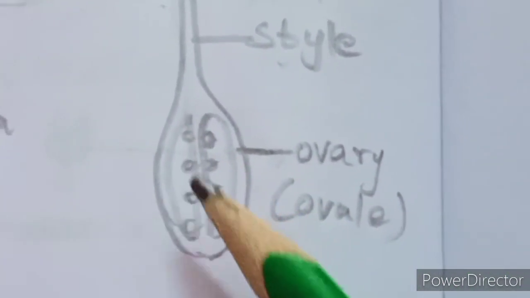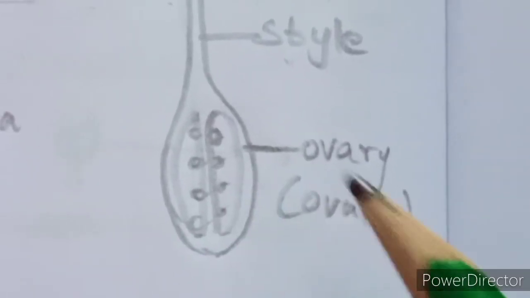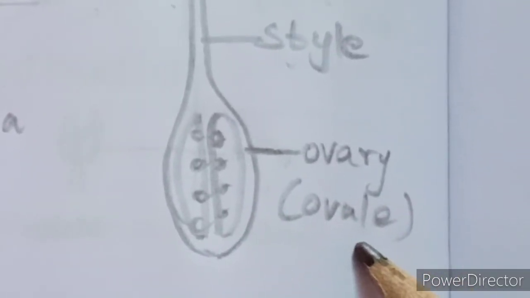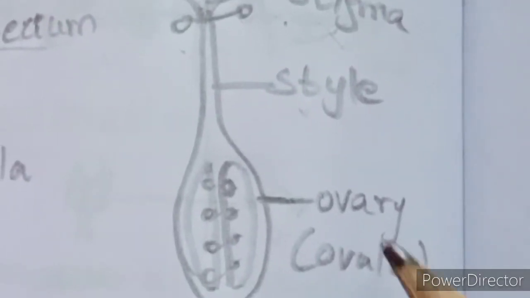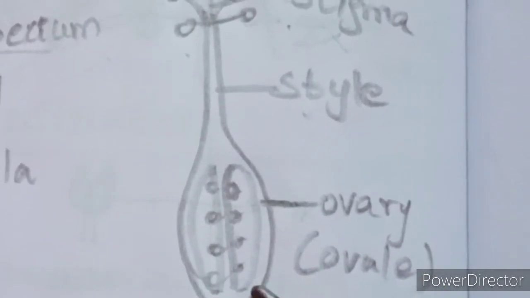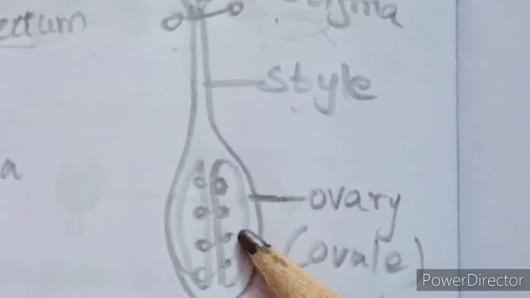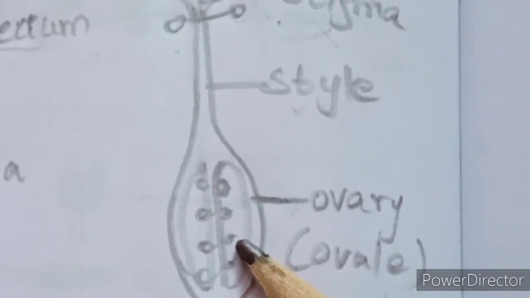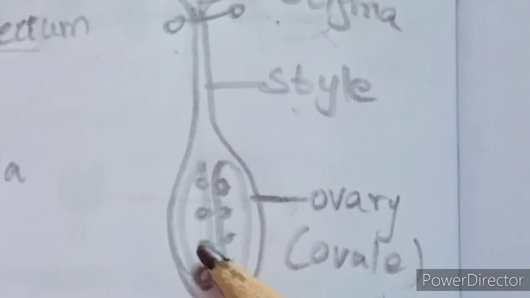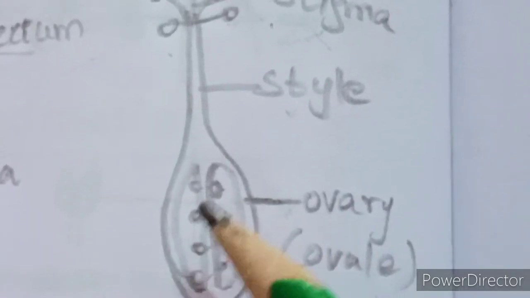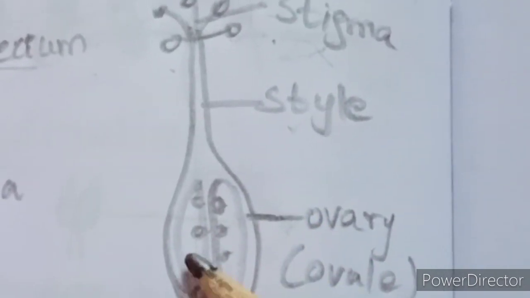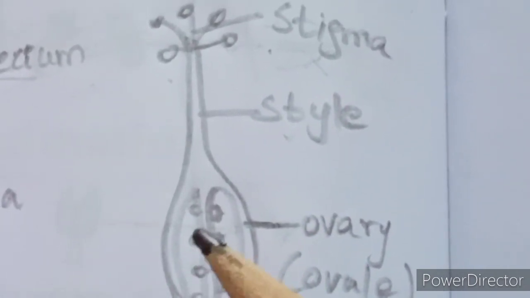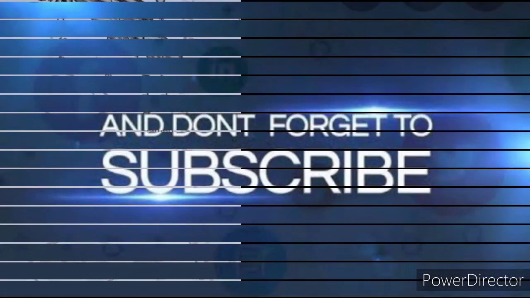It contains many ovules or eggs, otherwise called female gametes, or female sex cells, or female germ cells. It allows the male gamete and two polar nuclei for fertilization, or fusion with the egg or ovule. After fertilization, the ovules develop into seeds and the ovary develops into fruit. And also it protects the female gametes or ovules. So these are the functions of the ovary.